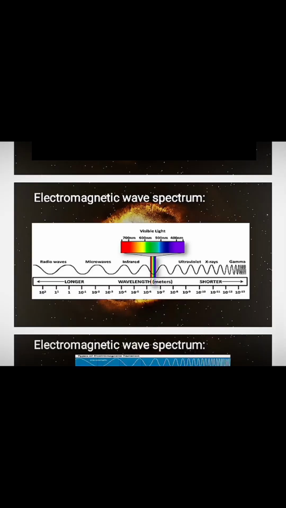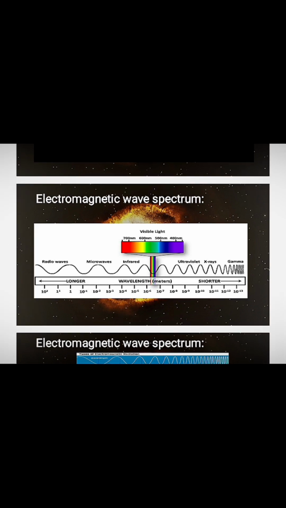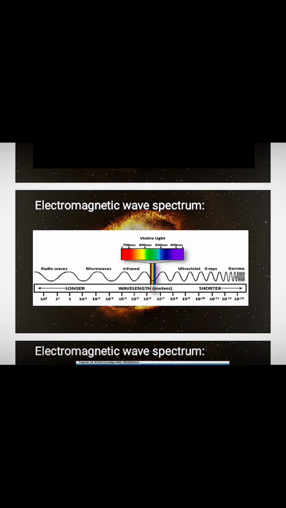Electromagnetic waves are of different types depending upon their wavelength, frequency of vibration, and energy. So this diagram is giving the electromagnetic wave spectrum ranging from radio waves to gamma rays. Radio waves have the longest wavelength, then come microwaves, then infrared, then visible light, then ultraviolet rays, X-rays, and gamma rays. Radio waves have the longest wavelength and gamma rays have the shortest wavelength.